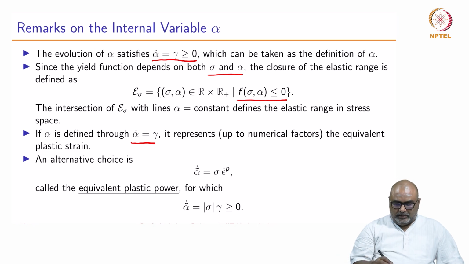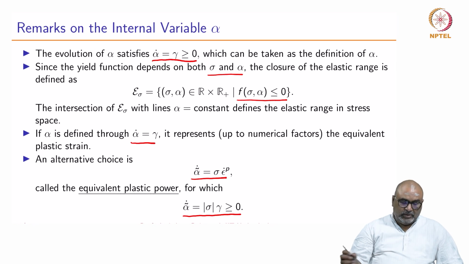So, an alternative choice is given by α tilde dot, which is σ times ε dot p, which is called the equivalent plastic power, for which α tilde dot is equal to the absolute value of σ times γ, which must be greater than or equal to 0.